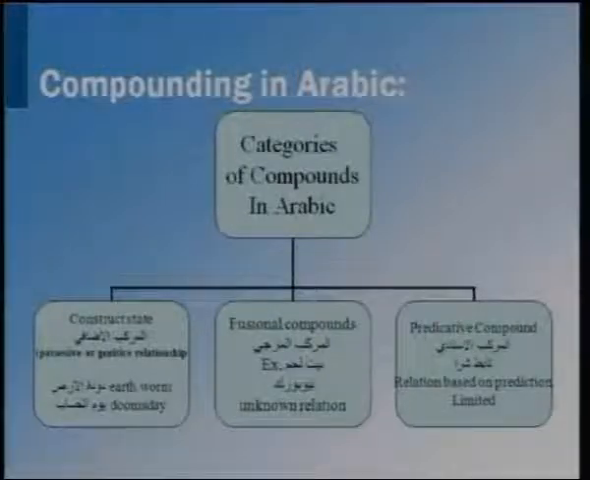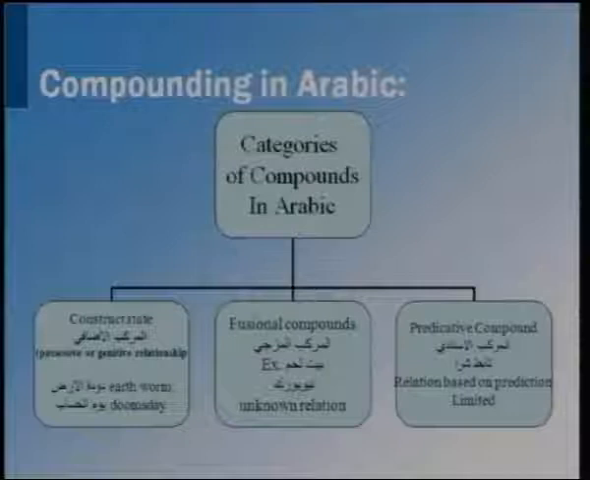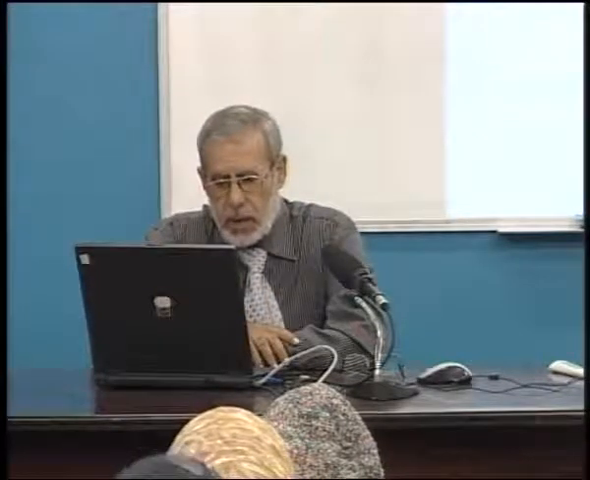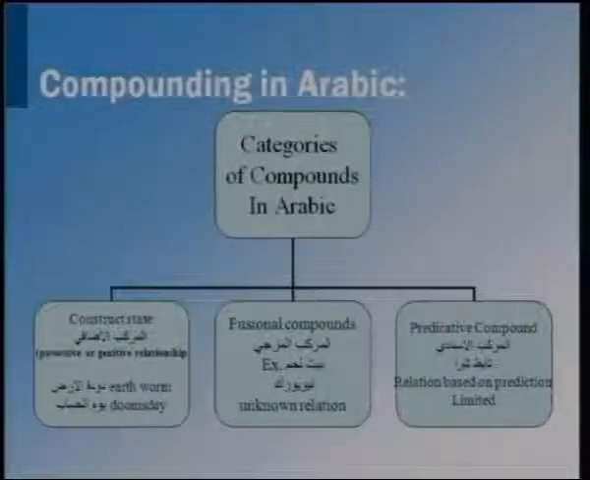Okay, we have fusional compounds. This is المركب المزجي. Once I say, for example, بيت لحم, New York, we cannot know about the source or the constituents of these compounds. We don't have any relation between بيت and لحم. New York, okay, in Arabic. So the compound in Arabic here is one unit. It's a fusional unit. Okay?